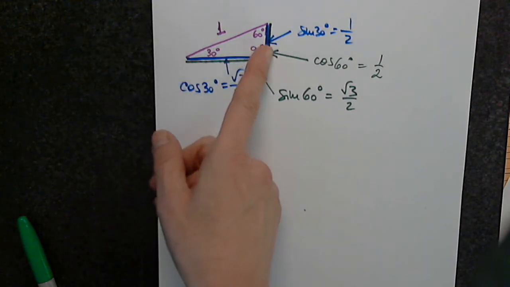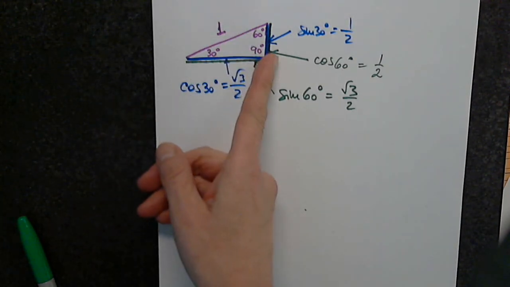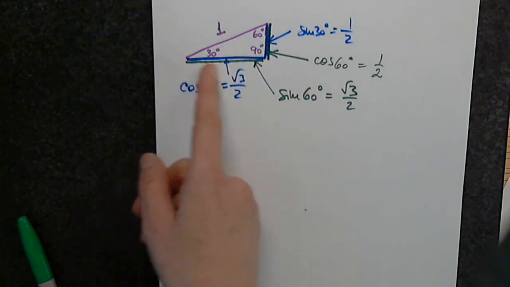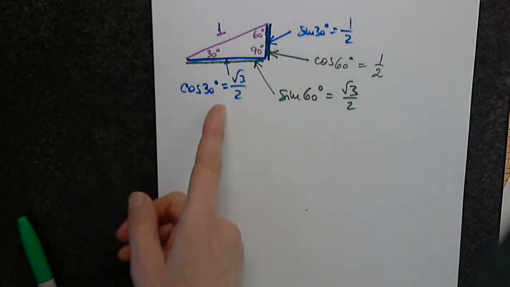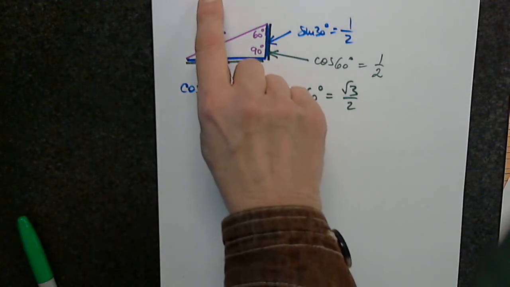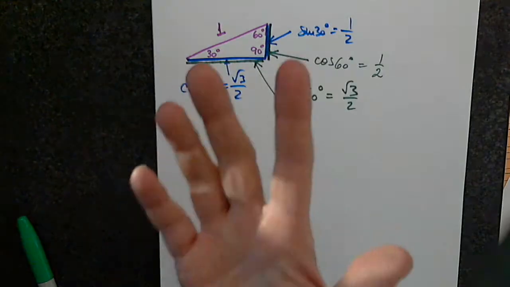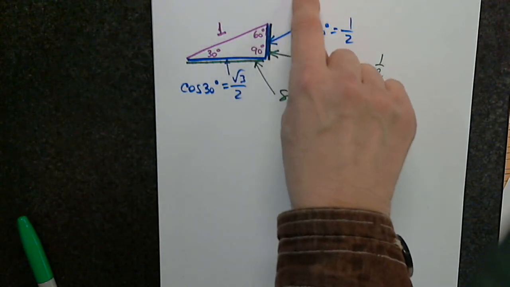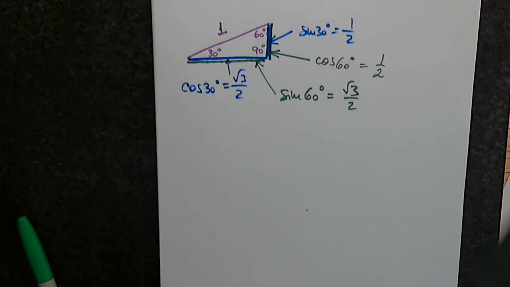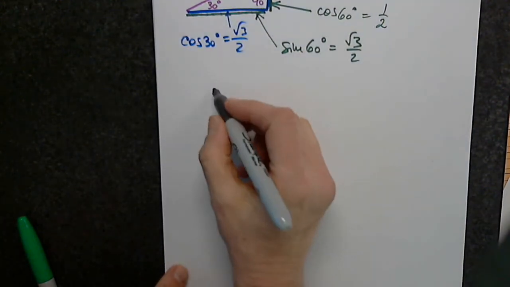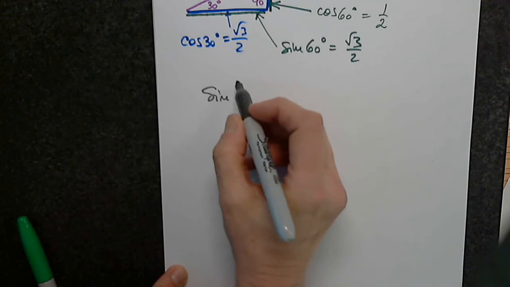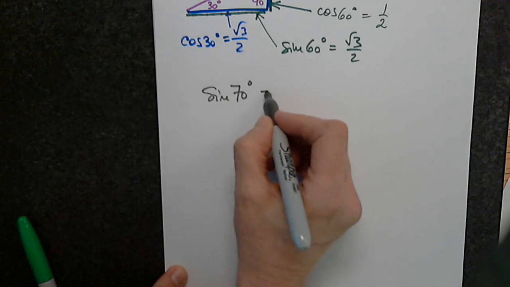For 30 is sine, but for 60 is cosine. This piece is cosine for 30, but it's sine for 60. And this is what we refer to when we say cofunction identities. So based on what we just observed, I'm going to ask you to tell me what does sine 70 degrees equal to?